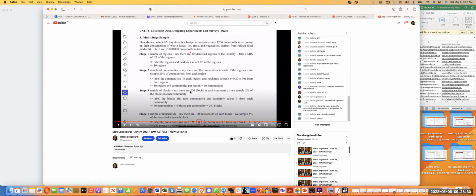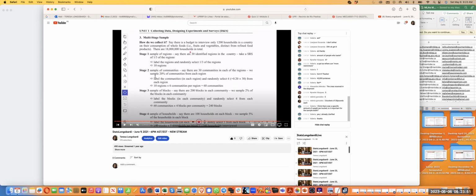So let's say it happens to be 200 blocks in each community. So we label 001, 002, all the way to 200. And we were told to sample 2%. So 2% of 200 is 4 from each, 4 blocks from each of the 60 communities. So then you do that, 4.